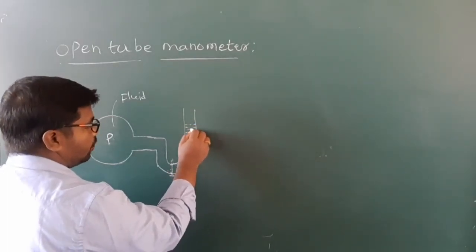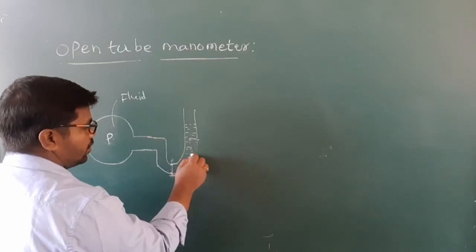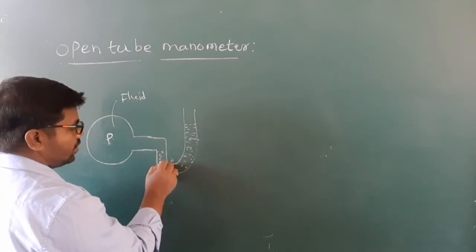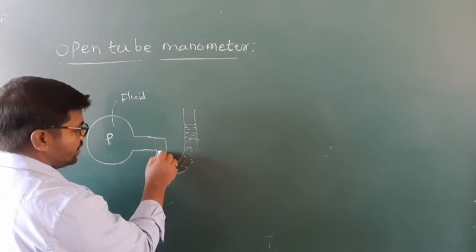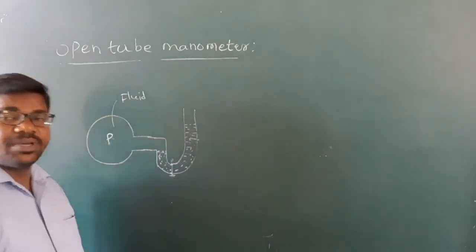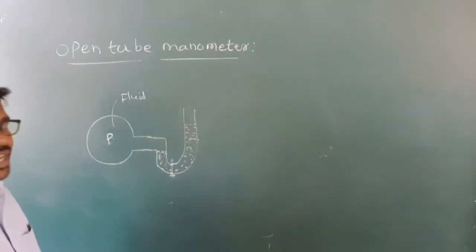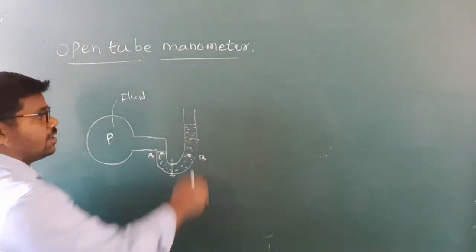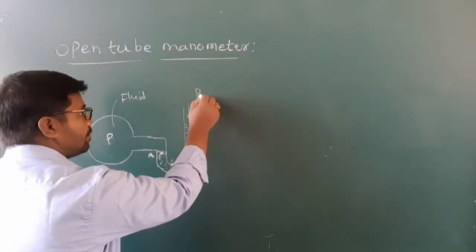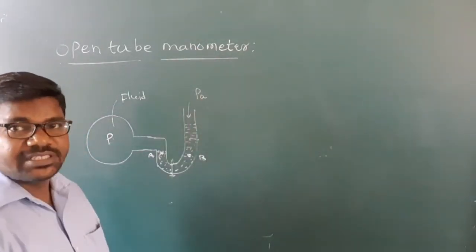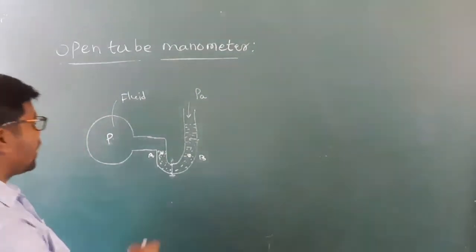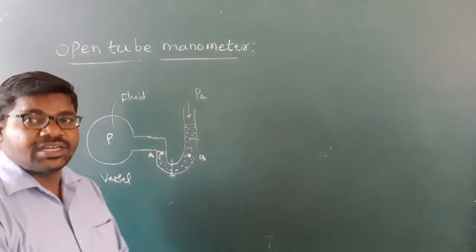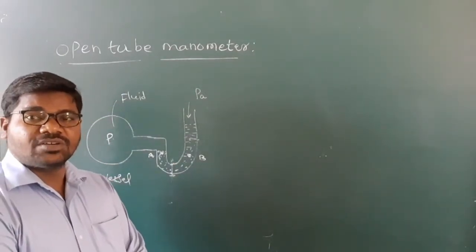While pouring, the mercury moves down on one side and rises on the other side, then stops. Here we take point A and here point B. Here we know the pressure of the atmosphere, PA, the atmospheric pressure. Understand? So consider the vessel in which we take the fluid whose pressure we have to find.